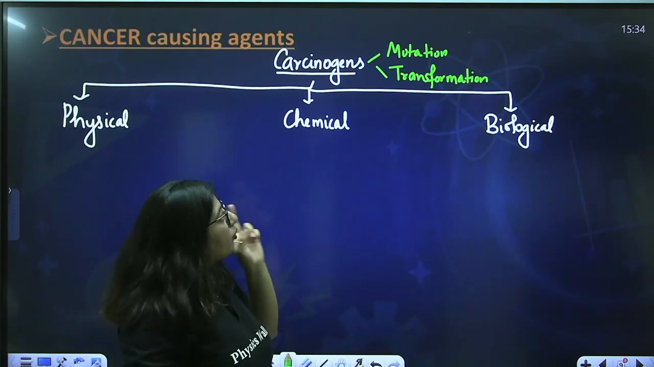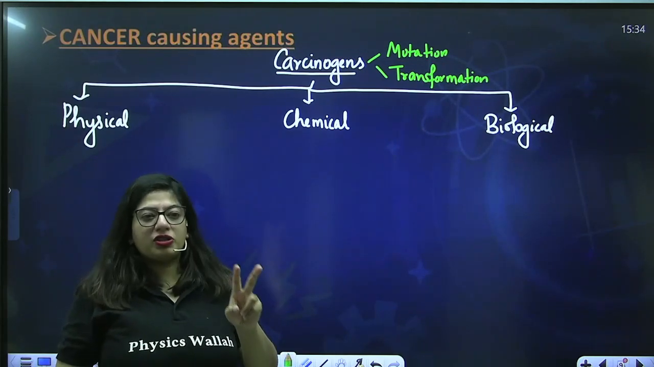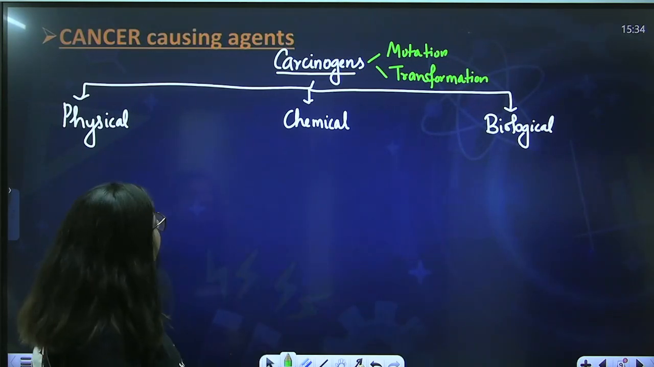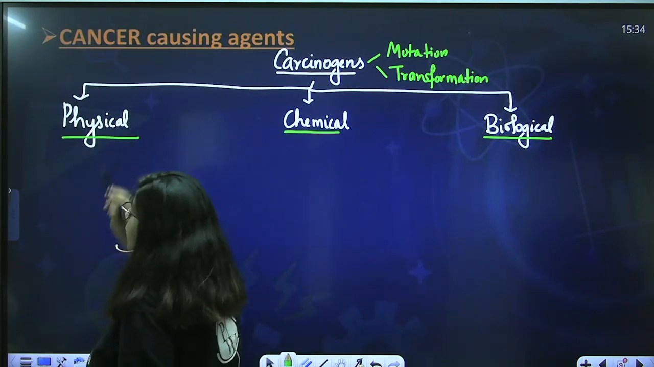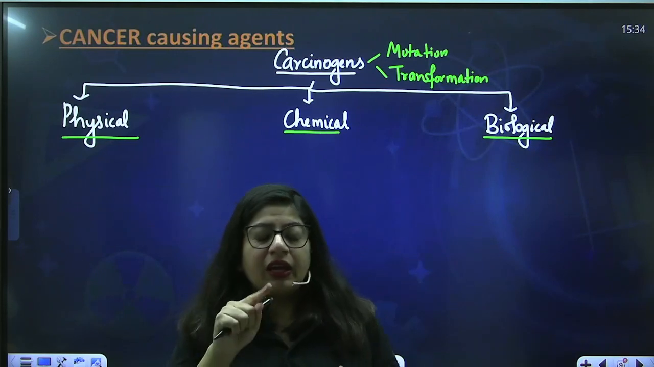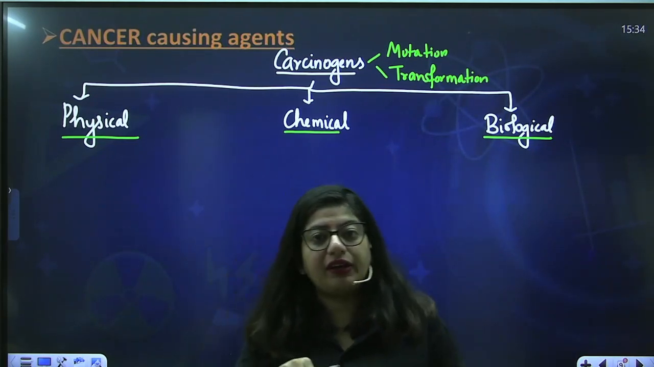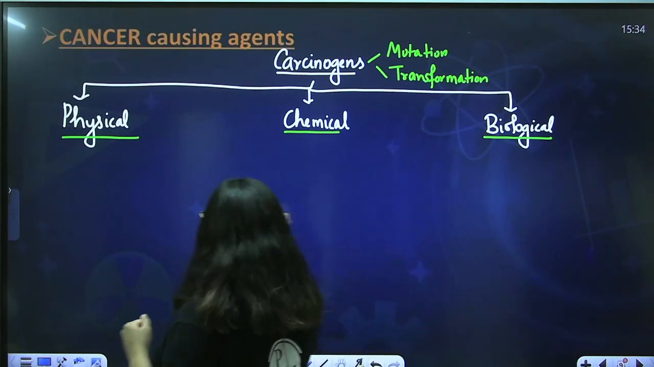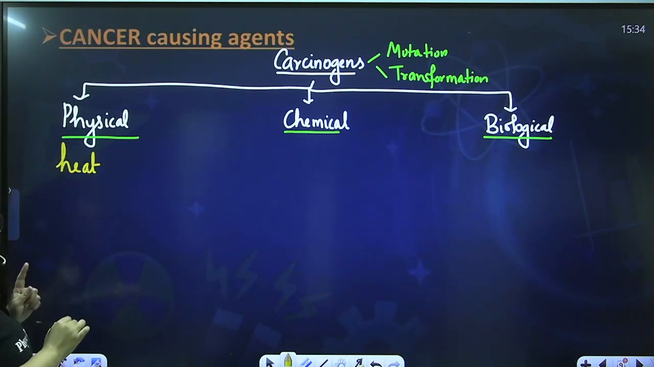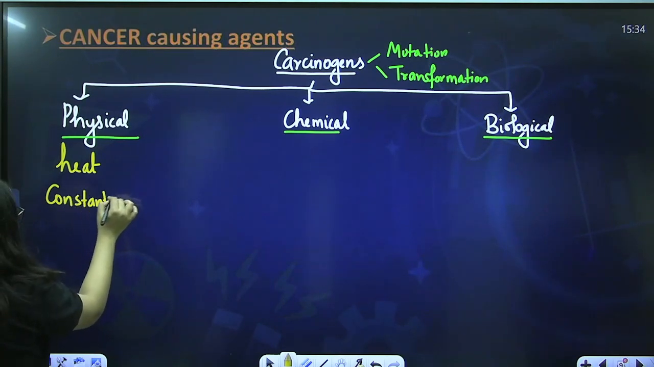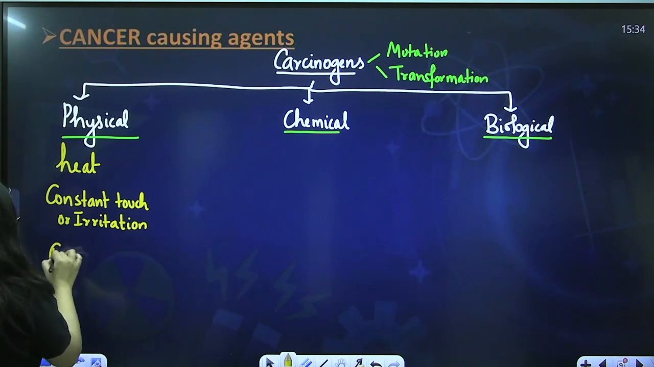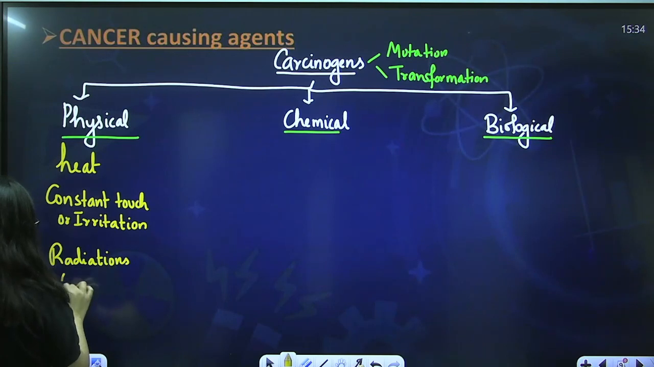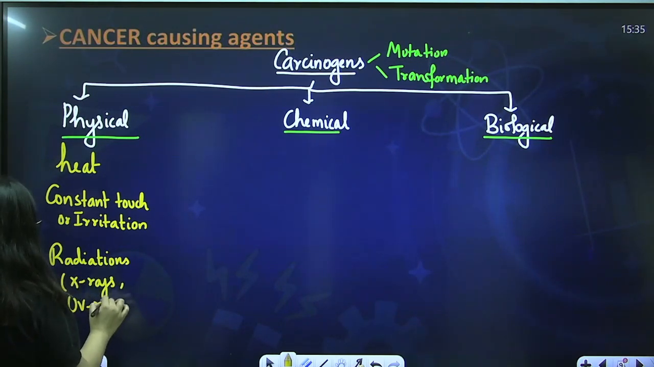So these carcinogens, they perform two functions in your body. One, they will do mutation, which will lead to transformation or a change of your normal cell into cancer cell. Now these carcinogens have been divided based on their property into three categories: chemical, biological and physical. By which I mean that even physical factors can cause cancer, even chemicals and even biological things can cause cancer, right? What are these physical things? In physical things, we have heat, constant touch or irritation, radiations. What radiations? Ionizing radiations like X-rays, UV rays, gamma rays, all these can cause cancer.